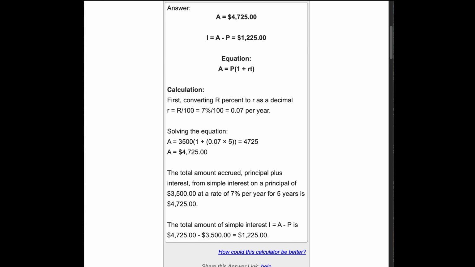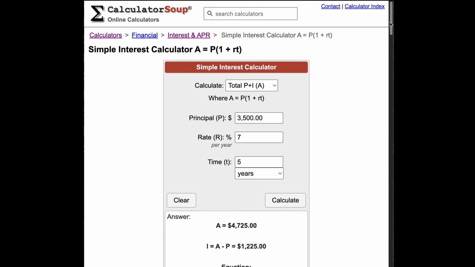First, make sure your interest rate is in decimal form. 7% as a decimal is 0.07. Next, multiply P times (1 plus RT). 3,500 times (1 plus 0.07 times 5). After 5 years, our total principal plus simple interest is $4,725. Now you know how to calculate simple interest.